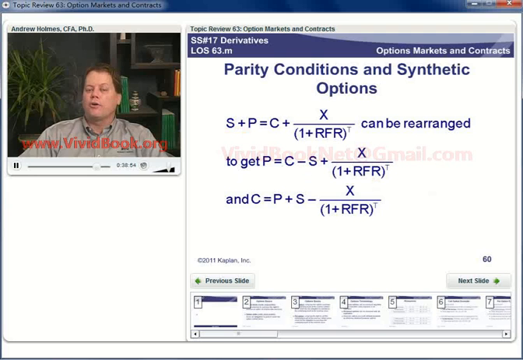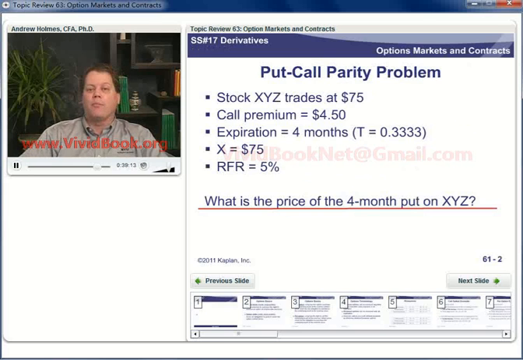We could also solve this for C and get synthetic calls. We could even solve this for S and get synthetic stock, or solve it for the exercise price and get a synthetic bond. So it doesn't matter which one we solve for, they're all going to be the same, although I would focus on this aspect, that is, given the call, find the value of the put. So here's a quick example. Looking at this, we see that the stock XYZ is trading at $75.